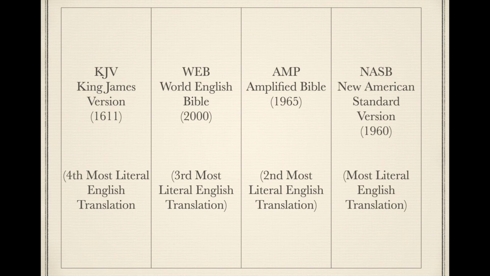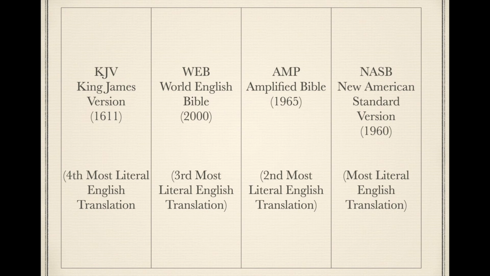So just going down the line here, left being the least literal translation, and all the way to the right being the most literal translation. So all the way to the left, we have the King James Version. It was created in 1611. So it's a very old translation. It uses very old English. It's also in the public domain, but it's hard to follow. The WEB Bible, the World English Bible, the one we're using, is the third most literal English translation, and it is in the public domain.